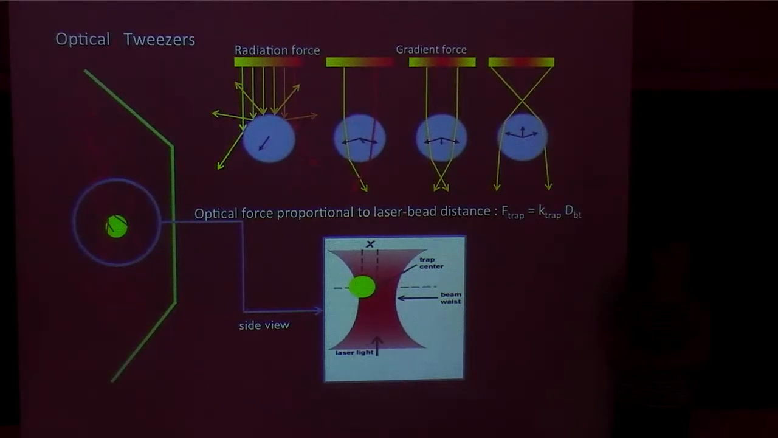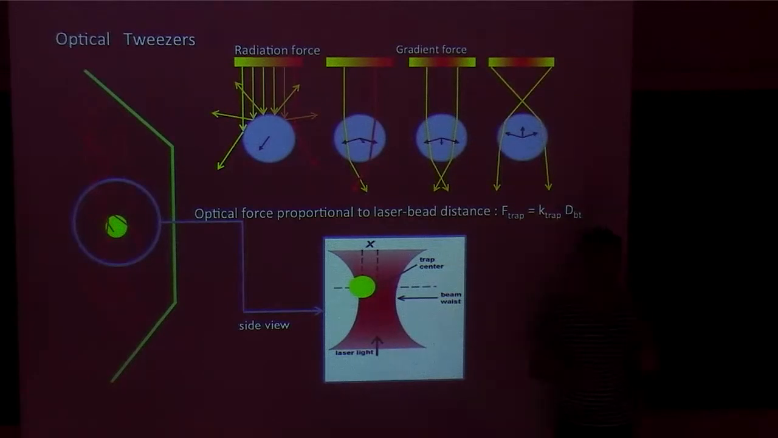Right. How much control do you have? I mean, it's like a laser. You would change the focus. Yeah.